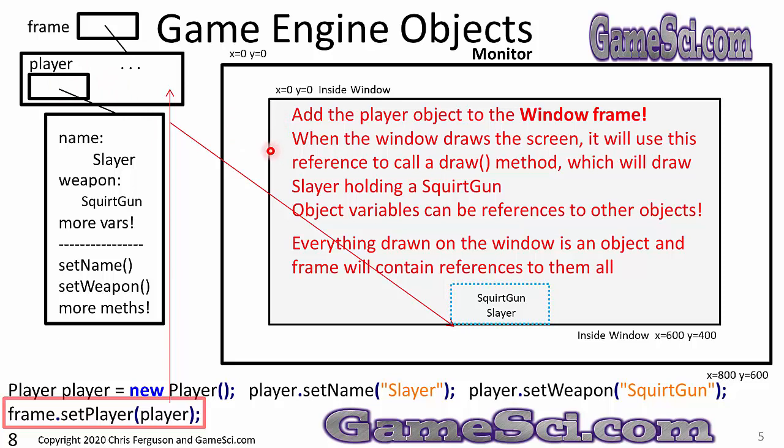When the window draws a screen, it will use this reference to call a draw method, which will draw Slayer holding a squirt gun. We're telling the window frame that I want the main character to be Slayer. He's holding a squirt gun. Draw it on the screen. And we're doing it through this object right here. Object variables can be references to other objects. These variables inside a frame and inside of players, they don't have to be simple strings or ints or doubles. They could be references to other objects. Everything drawn on the window is an object, and the frame will contain references to all of them.